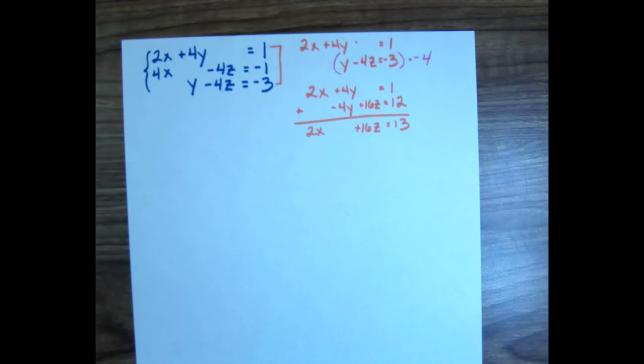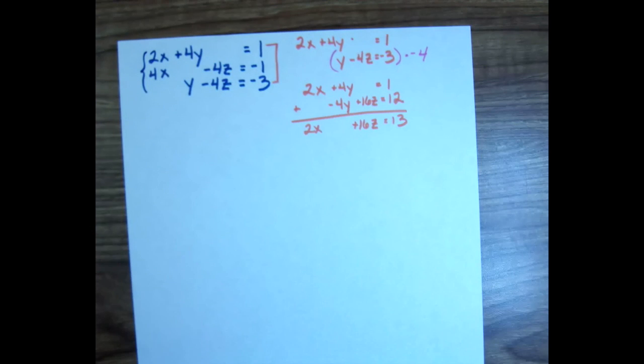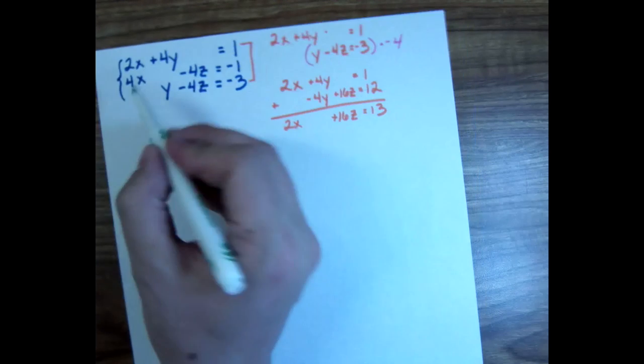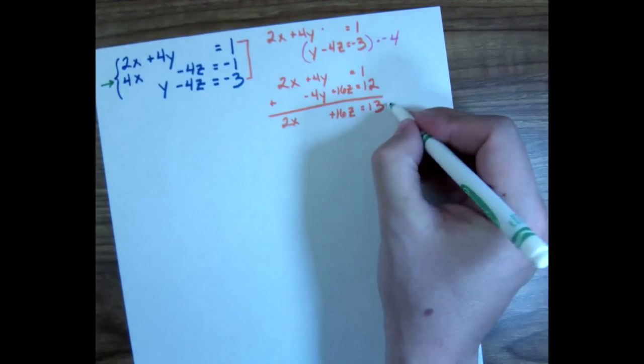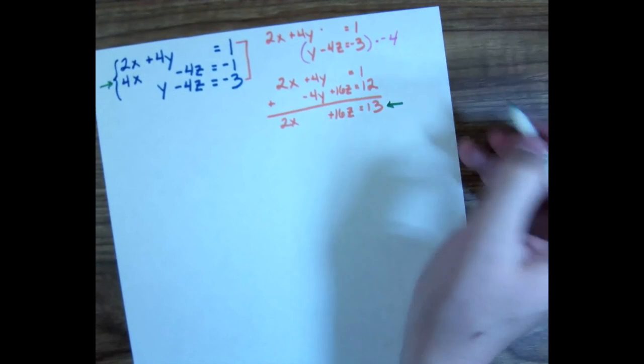This one has x and z, right? So I need another equation that has x and z in it. Turns out I already have one. Which equation already has only x and z in it? Yeah, the second one. So I don't even have to do any more work here. This one's good to go, and this one I just made. Let's put those guys together and see what happens.